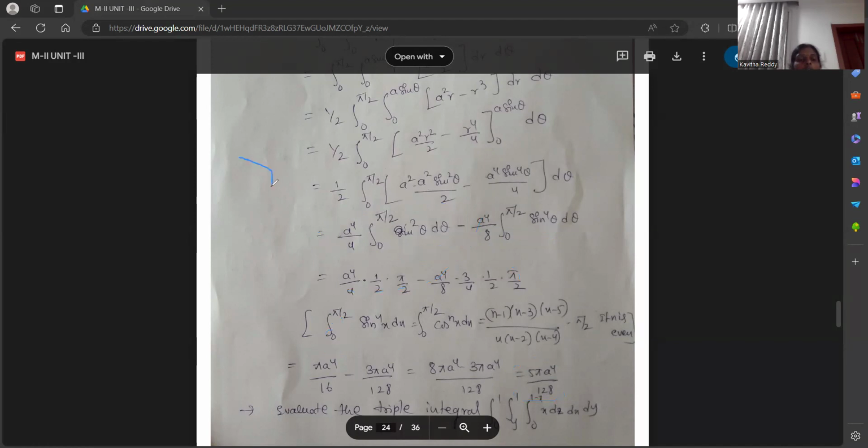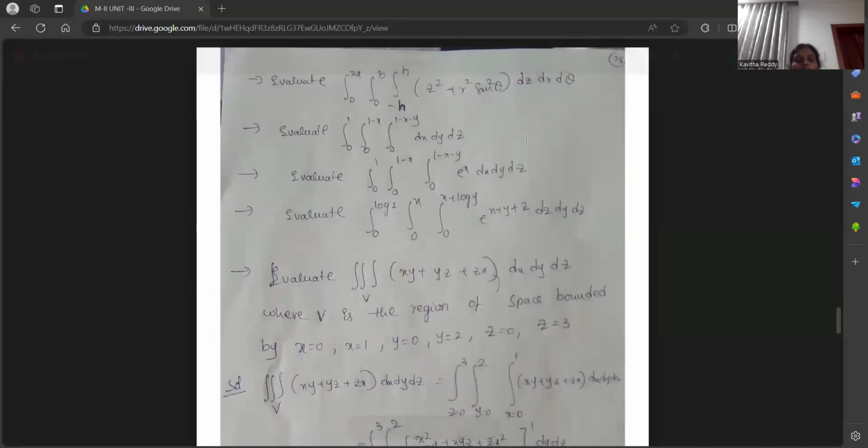You know the polar coordinates are x equal to r cos theta, y equal to r sin theta. Using these polar coordinates, this is the polar coordinates. So, okay. Next problem.